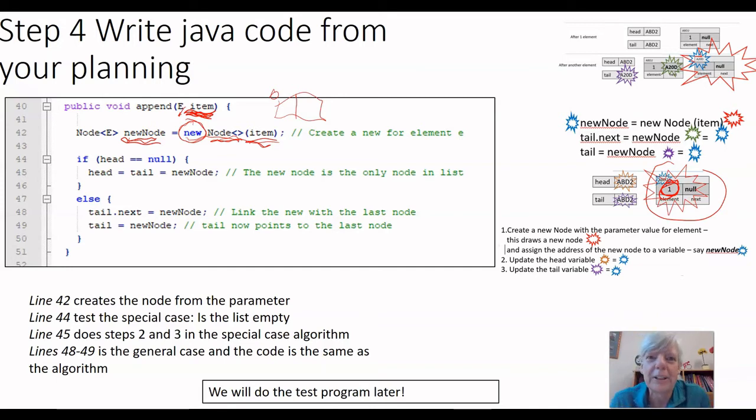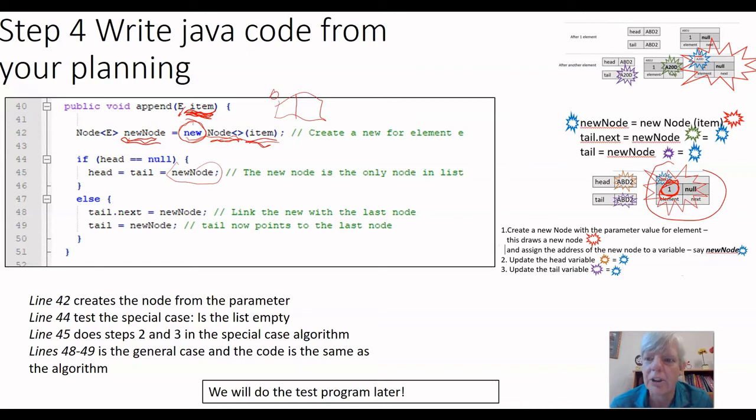Now line 44, we treat the special case. What is the special case? The list is empty. How do we test for an empty list? We simply say, if head equals null, then we know that list is empty. And then what should we do? We should allocate the new address to both the head and the tail. This is a bit of a shortcut in Java. It's two lines combined: head equals new node and tail equals new node.